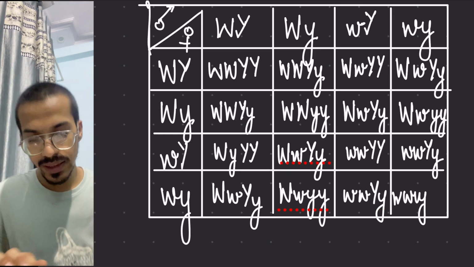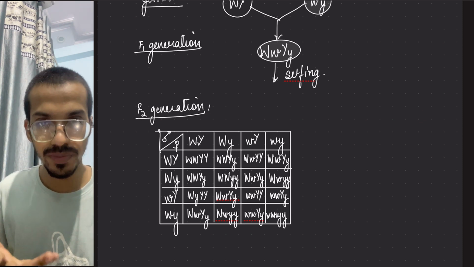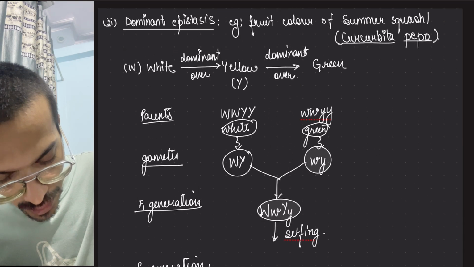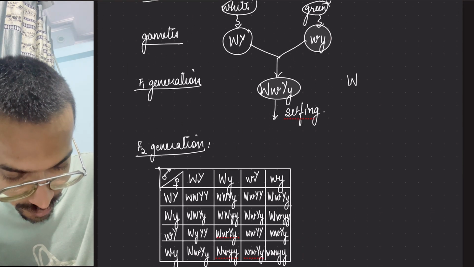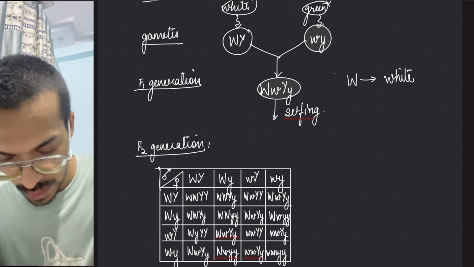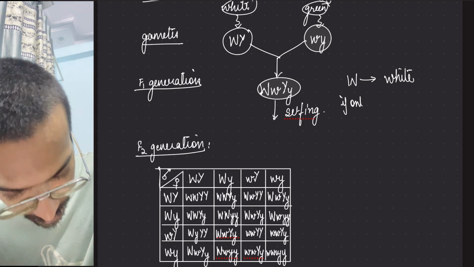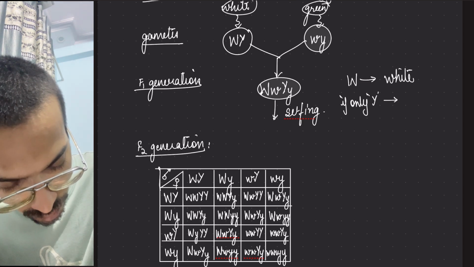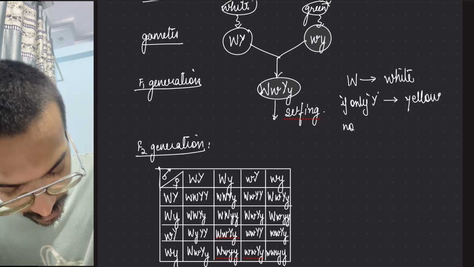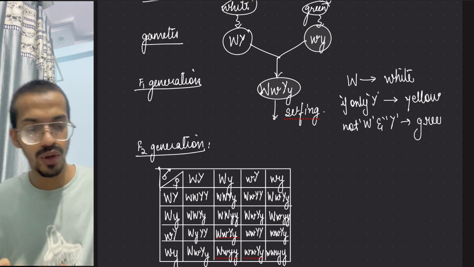Okay, let's just see what is going to happen. So what would be the white one? Where the capital W is present, irrespective of what is present over here. So if I'm writing that capital W coming means white, if only capital Y is there, then it will be yellow, and no capital W and no capital Y will give green. Okay, this is the fact you have to remember.